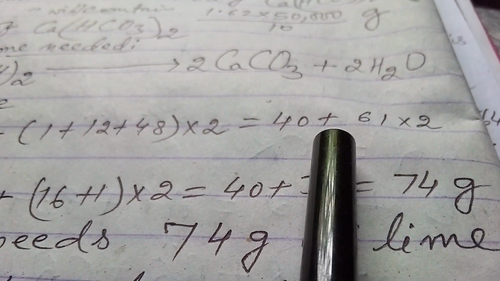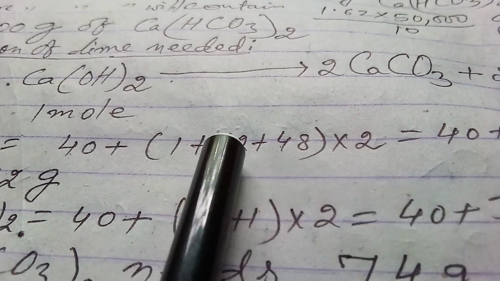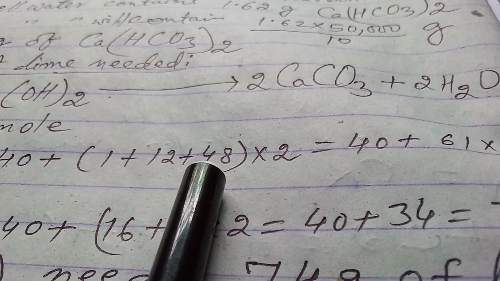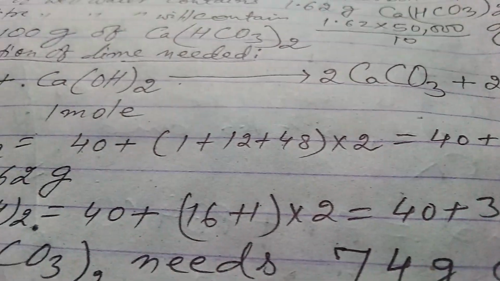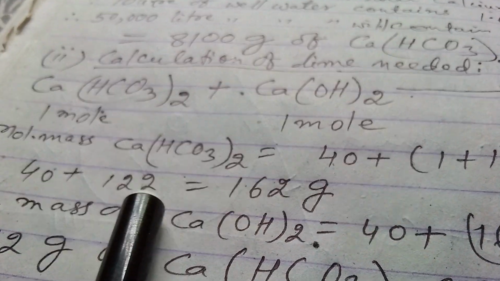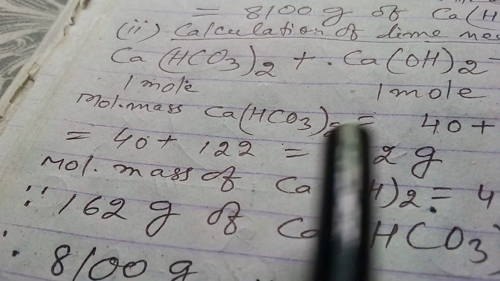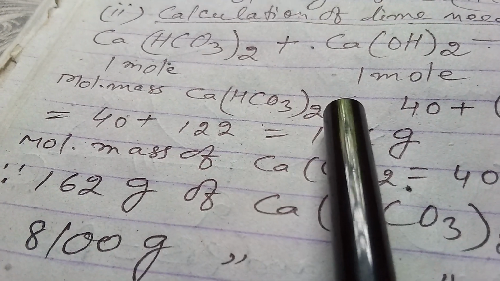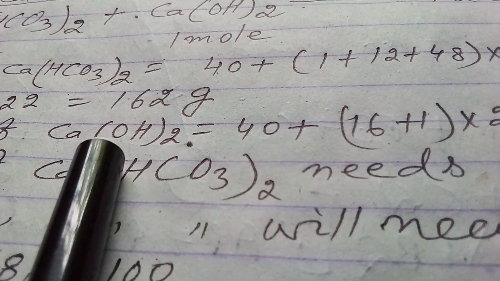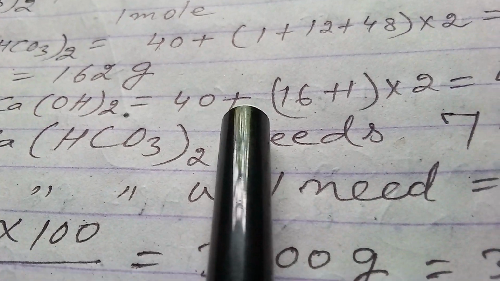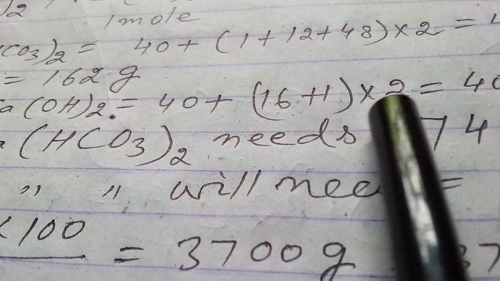That is equals to 40 plus 61 into 2, because 1 plus 12 plus 48 if you add you get 61, and this into 2. So 40 plus 122 equals to 162 gram. So that is the molecular mass of calcium bicarbonate. Now molecular mass of calcium hydroxide. So calcium mass is 40, so 40 plus and oxygen is 16 plus 1 into 2.